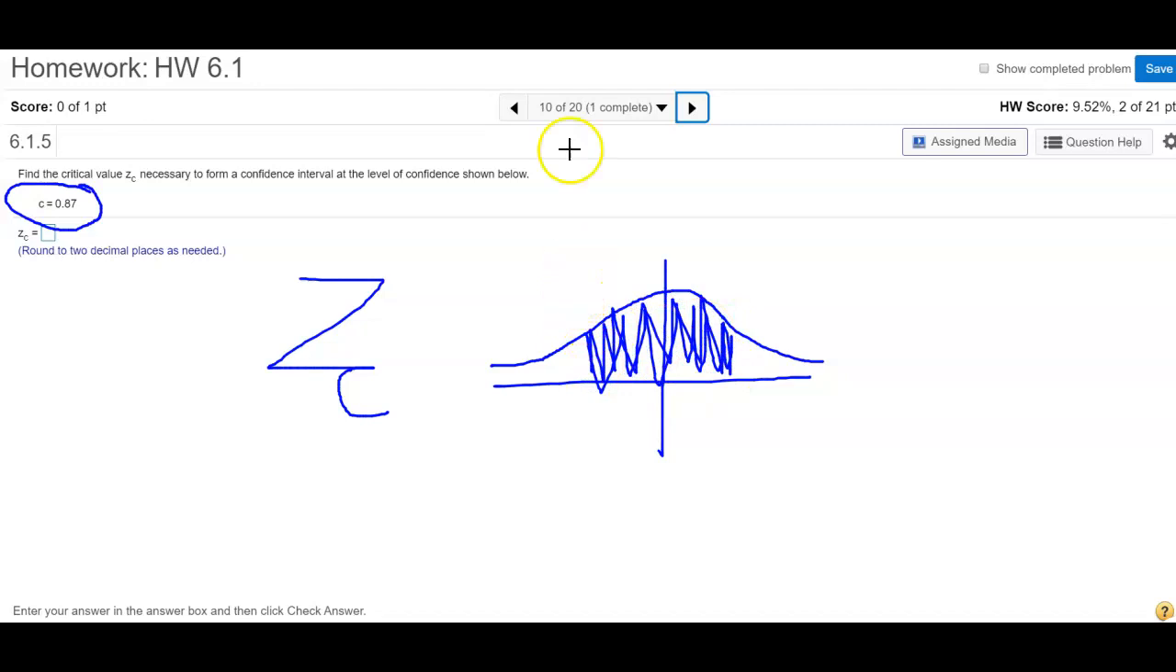And they want you to give the Z values for 87%. Let's go ahead and do that in StatCrunch.